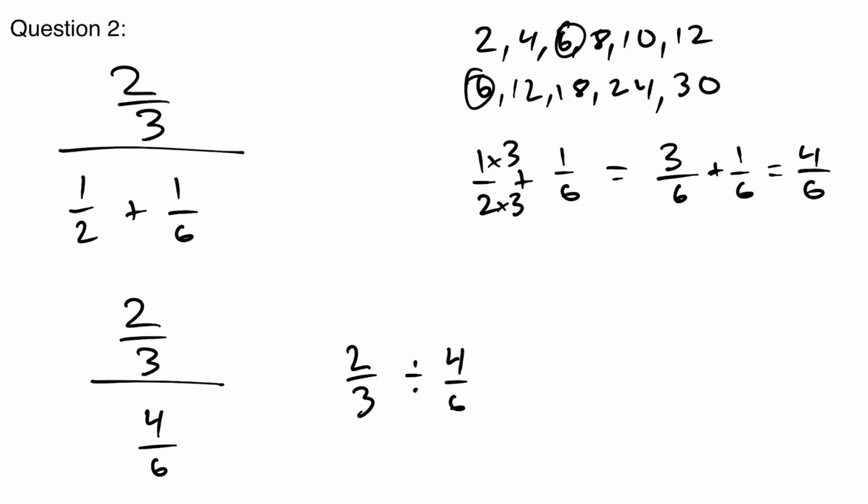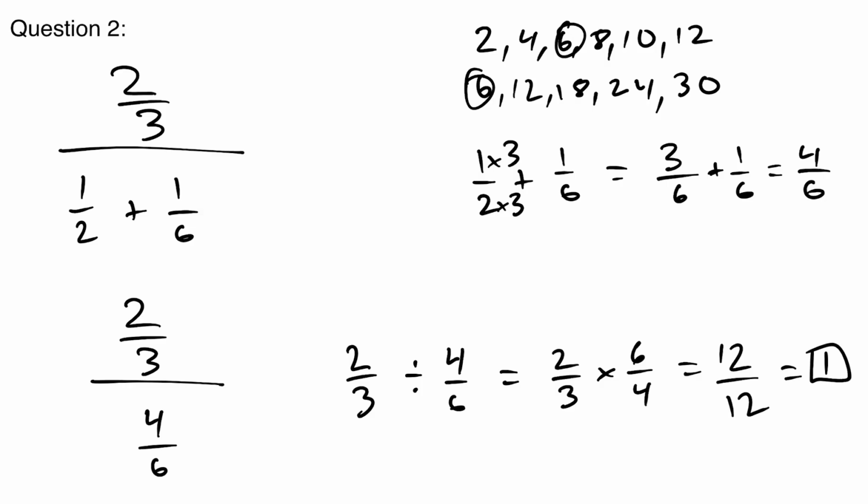And now once again here, we're going to implement the keep, change, flip rule. So we're going to keep the first fraction the same. It's going to stay 2 over 3. We're going to change the sign from division to multiplication, and then we're going to flip the second fraction to 6 over 4. So 2 times 6 is equal to 12, and then 3 times 4 is equal to 12. And so our final answer is going to be equal to 1.